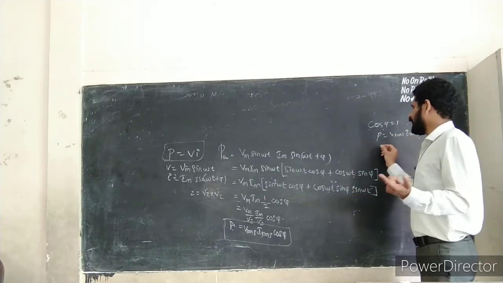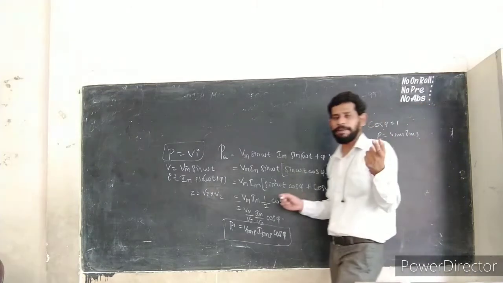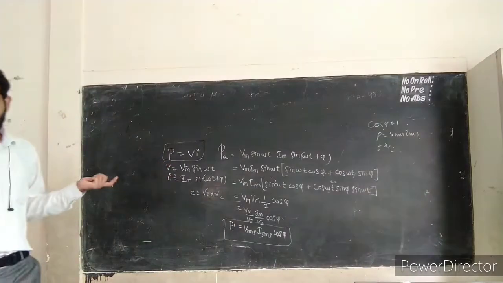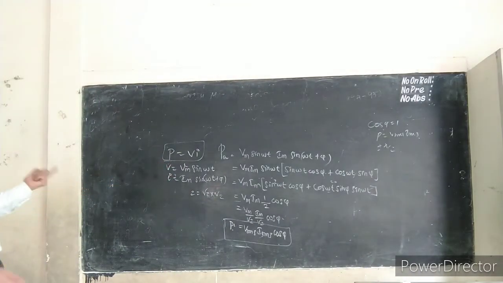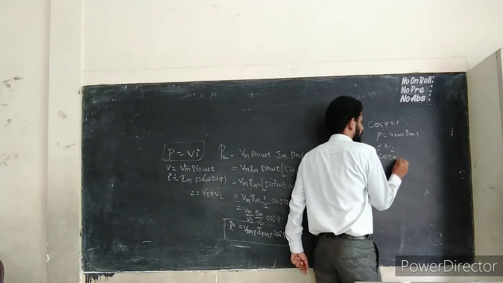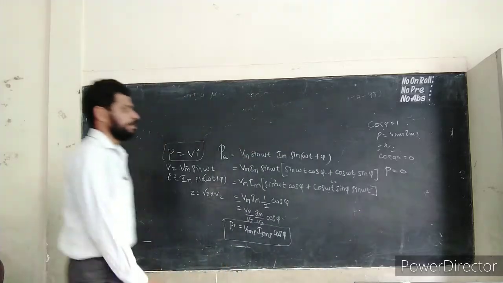When purely inductive or capacitive, the phase angle is plus or minus pi by 2. Whether it is inductive, it is minus pi by 2. Whether it is capacitive, it is plus pi by 2. So there must be a phase angle. So cos pi by 2, that means cos 90 will be equal to 0. So the average power will be equal to 0.